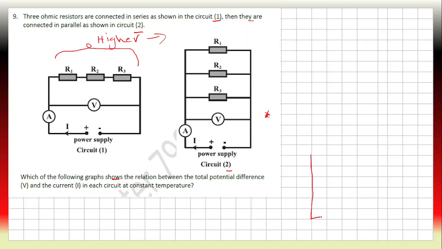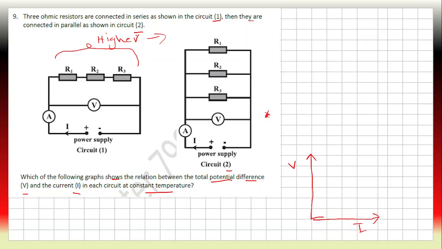Before we look at the choices, I want you to look at this one from what we are being asked. So they're saying, which of the following graphs shows the relation between the total potential difference V and the current I in each circuit at a constant temperature. In each circuit at constant temperature. So the relationship between V and I.